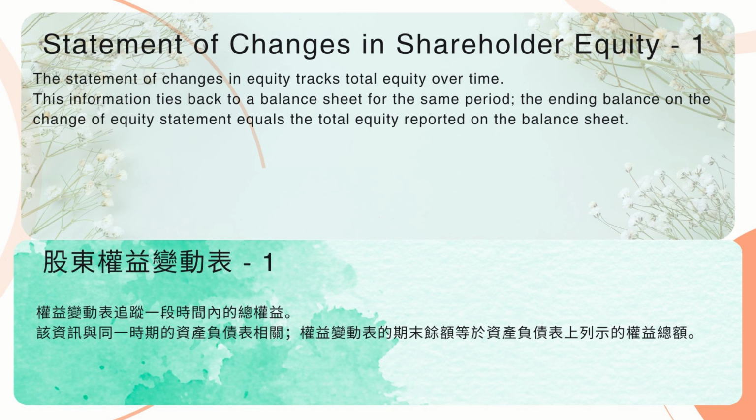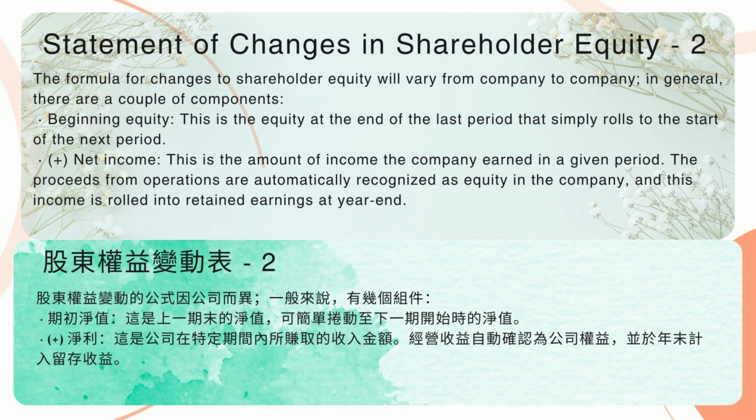Statement of changes in shareholder equity. The statement of changes in equity tracks total equity over time. This information ties back to a balance sheet for the same period. The ending balance on the change of equity statement equals the total equity reported on the balance sheet. The formula for changes to shareholder equity will vary from company to company.